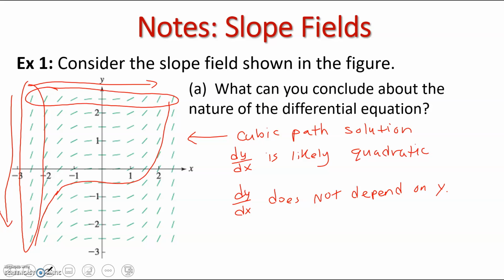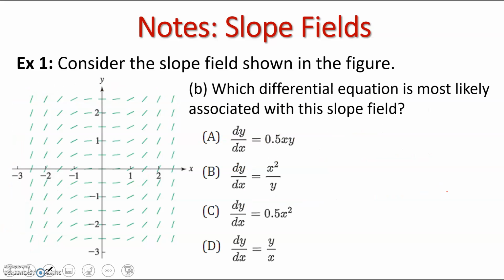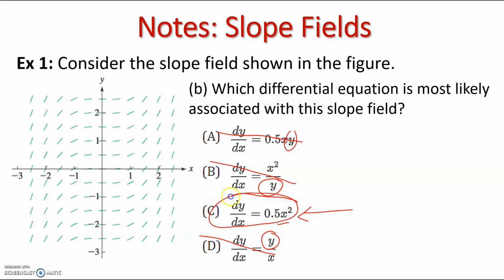So recognizing those things, how do we choose which differential equation is associated with the slope field? Now, once again, we said that it does not depend on y. A depends on y. B does not depend on y. C does not depend on y. D depends on y. We also noticed that it was likely a quadratic, and we can see here that this option C does not depend on y and is in fact a quadratic. So this is our most likely differential equation.